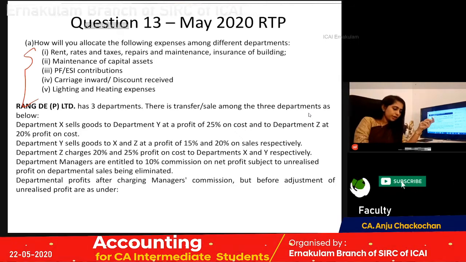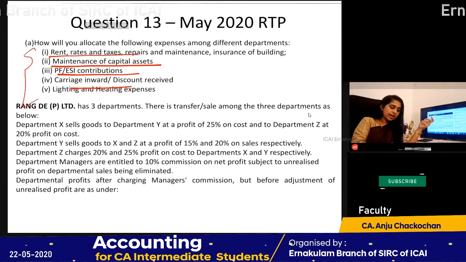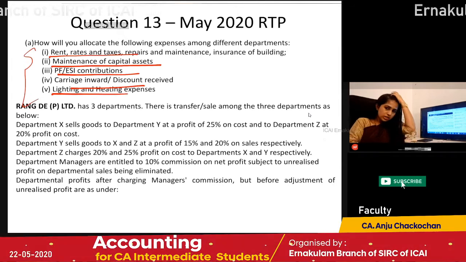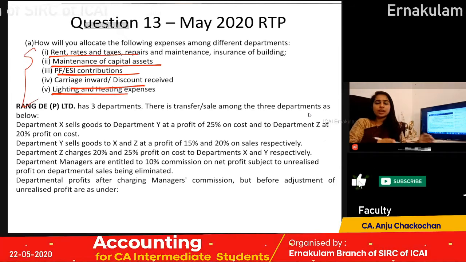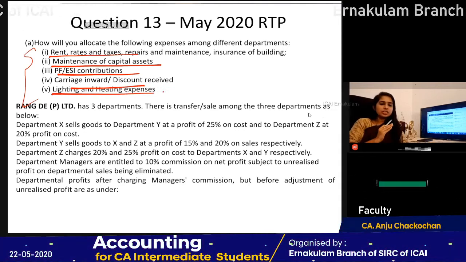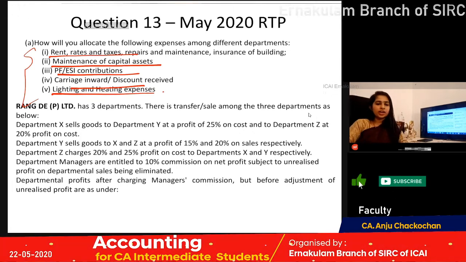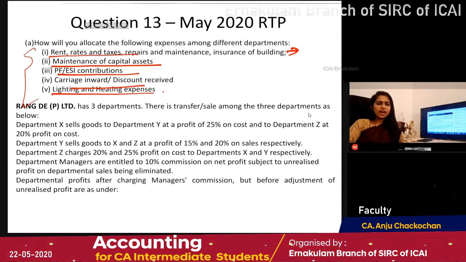We have rent, rates and taxes, maintenance of capital assets, PF and ESI contribution, carriage inwards, and lighting and heating. So for all these 5 expenses, everybody, please let me know how we allocate the expenses. I want an answer from everyone. Rent, how will we classify it? Like, how will we apportion it? Okay, I want an answer from everyone.